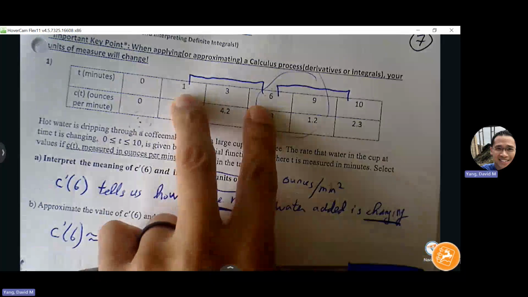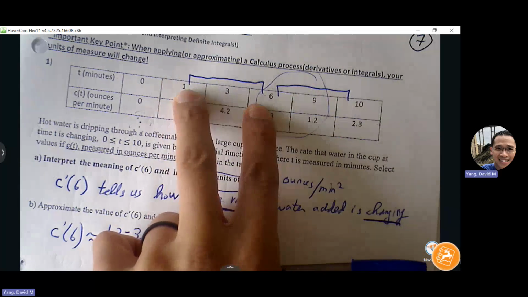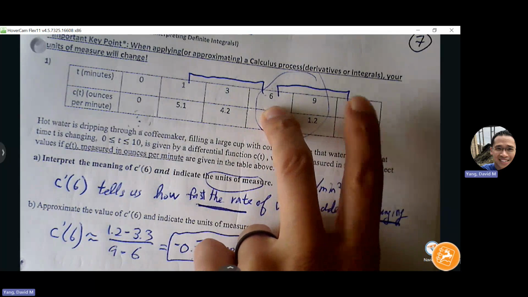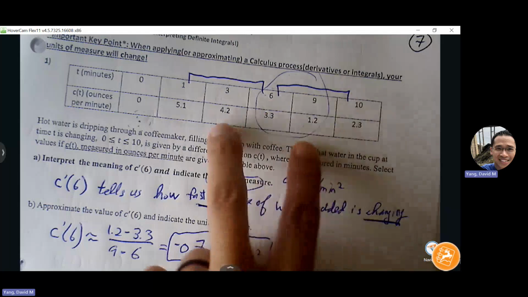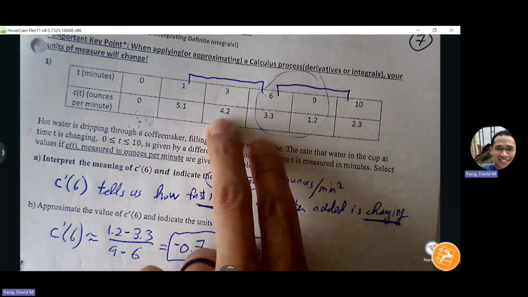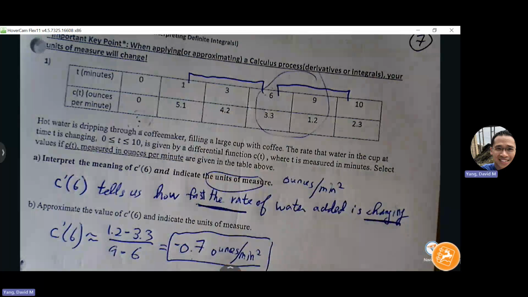Okay, what's the width of my first rectangle? 6 minus 1 is 5. What's the width of my second rectangle? 10 minus 6 is 4, right? And then the height I want to choose for my rectangles is 4.2 for the first and 1.2 for the second. Don't do any type of averages. You're just picking out whatever y value lands within your interval. That's the one you're going to choose.